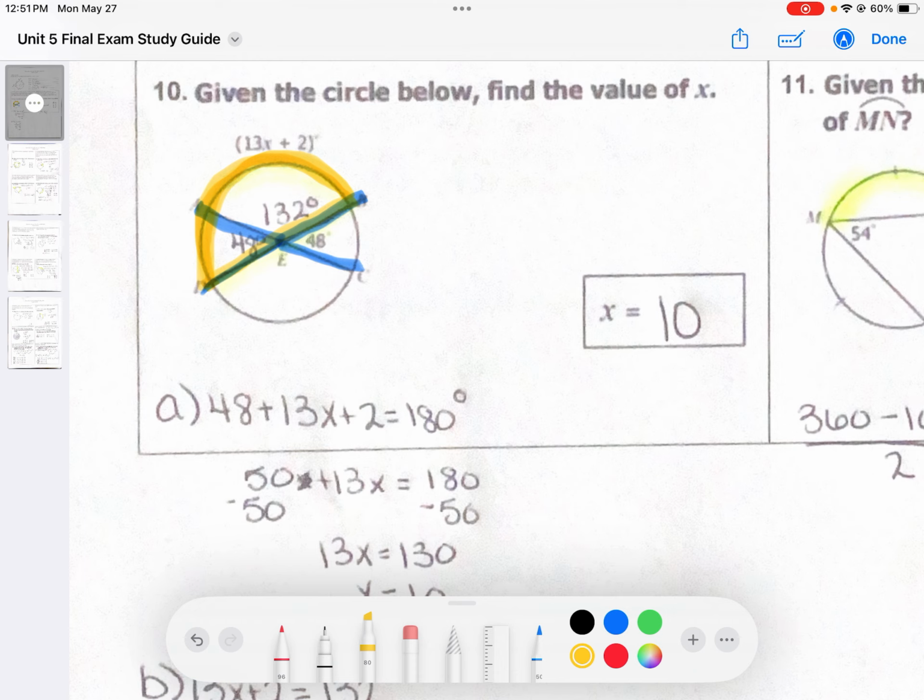All right, so I combine like terms. 48 plus 2 is 50. We leave the 13x alone. I subtract 50 on both sides because what you do to one side, you have to do to the other. 180 minus 50 is 130.